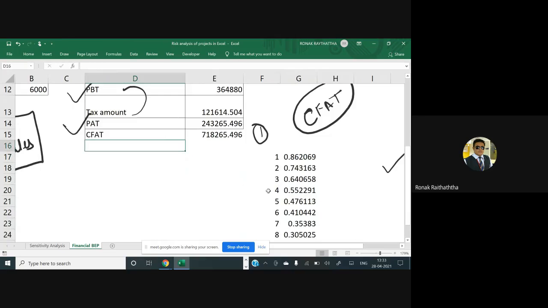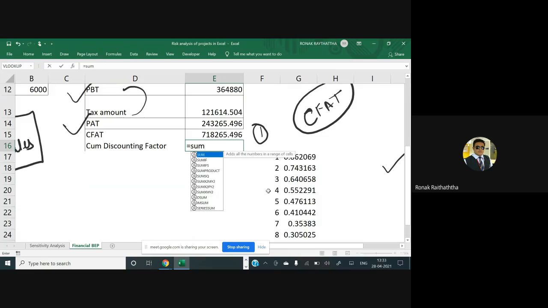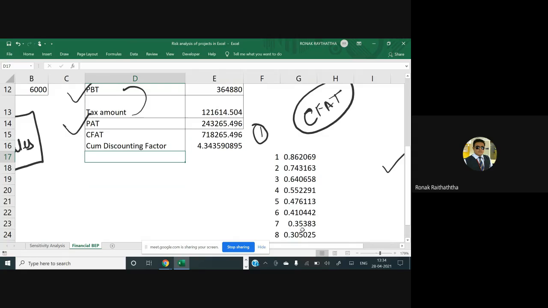Now I am taking the cumulative discounting factor here, and the cumulative discounting factor is nothing but the summation of all the discounting factors for all these years taken together. So SUM, opening the bracket, selecting all these factors together, closing the bracket, pressing the enter. Now you have the PVCI.